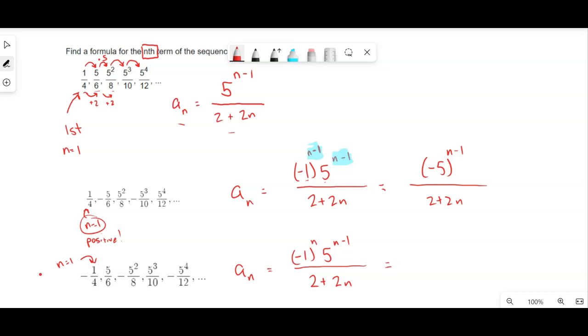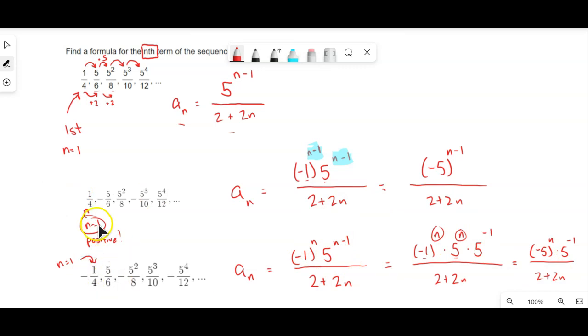All right, now 5 to the n minus 1 can be written as 5 to the n times 5 to the -1. And now these again have the same power, so I can combine those and write this as (-5) to the n times 5 to the -1 over the 2 plus 2n. So this is fine, but this original would also have been fine since they don't have the same powers. So you can simplify it to this, or you can just leave it in that form.